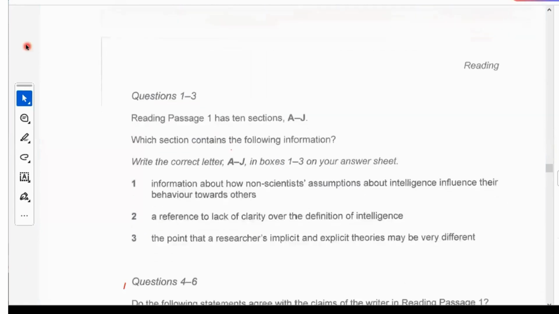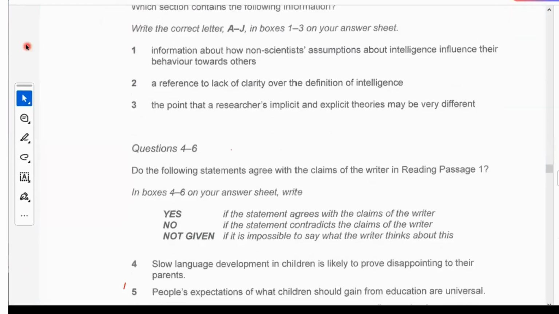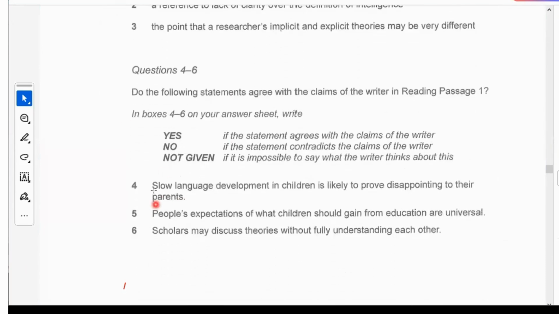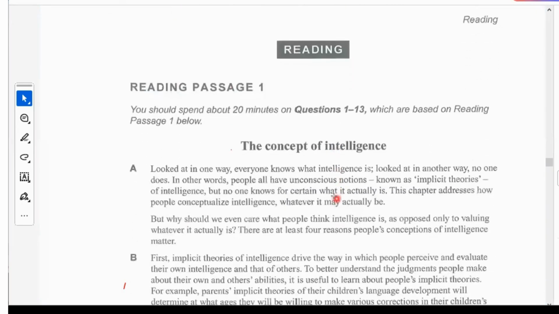Let me go to the yes, no, not given questions. Slow language development in children is likely to prove disappointing to their parents. People's expectations of what children should gain from education are universal. Scholars may discuss theories without fully understanding each other. So let me start with number 1. Slow language development. That's a keyword for me here. Prove disappointing. Parents. So slow is a keyword here. Slow language development in children. So let me go to the passage and scan carefully.